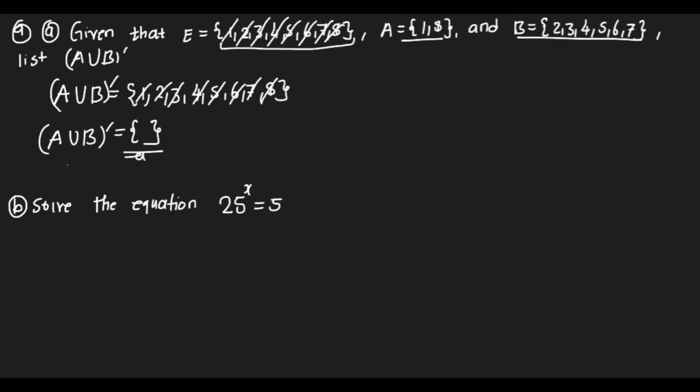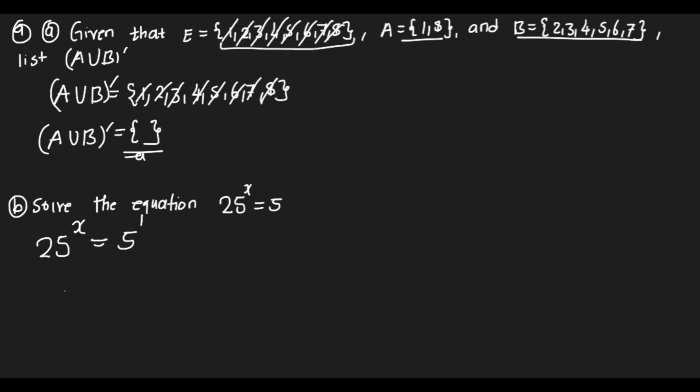Now let's look at question B, and we'll consider this question as our last question for this video. So we have 25 raised to the power x is equal to 5. Now how do we solve an equation like this one? We are going to use the rules of indices. We need to make the base here equal to whatever base we have here. So 5 is the same as 5 raised to the power 1. So we need to break 25 so that it becomes 5.